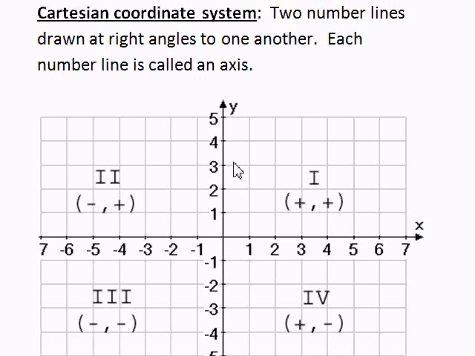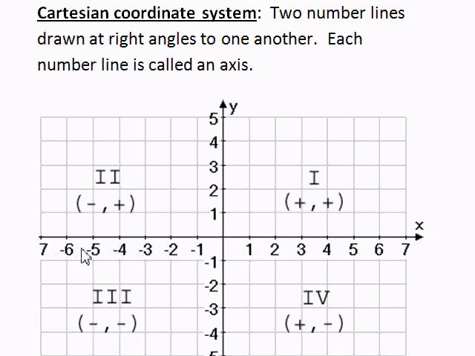As is usual, we have some vocabulary words. The first one is the Cartesian coordinate system. The Cartesian coordinate system consists of 2 number lines drawn at right angles to one another, and each number line is called an axis. Down below we have an example of a Cartesian coordinate system.